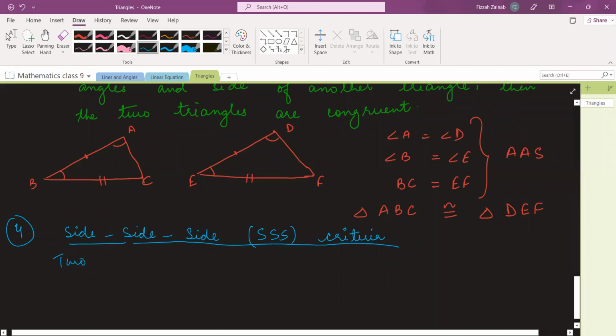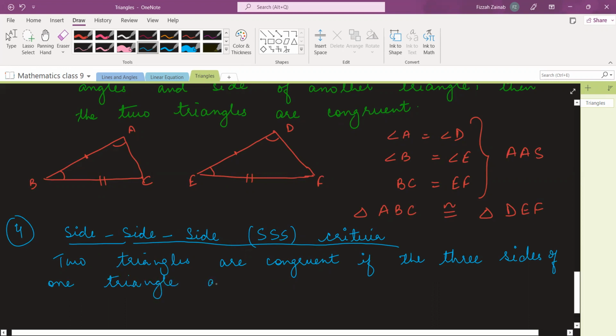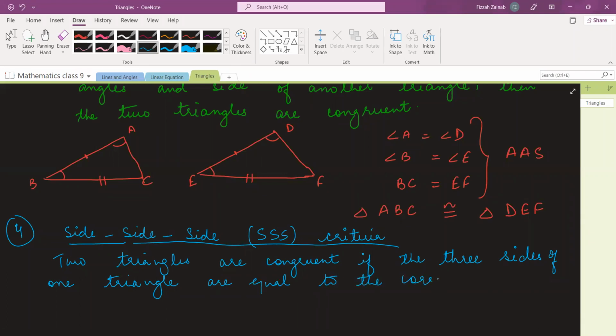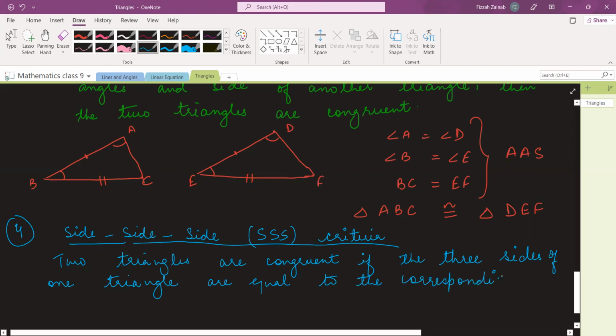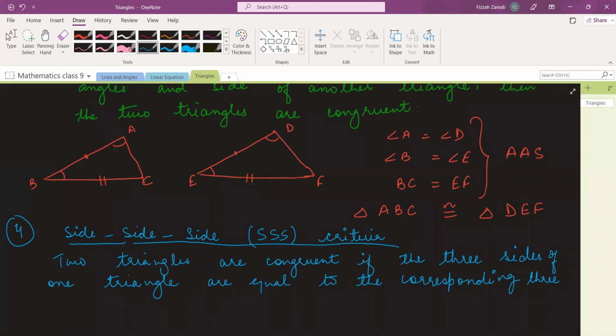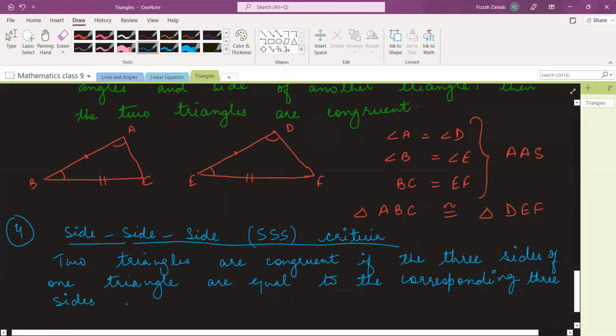So just write down: two triangles are congruent if the three sides of one triangle are equal to the corresponding three sides of the other triangle.